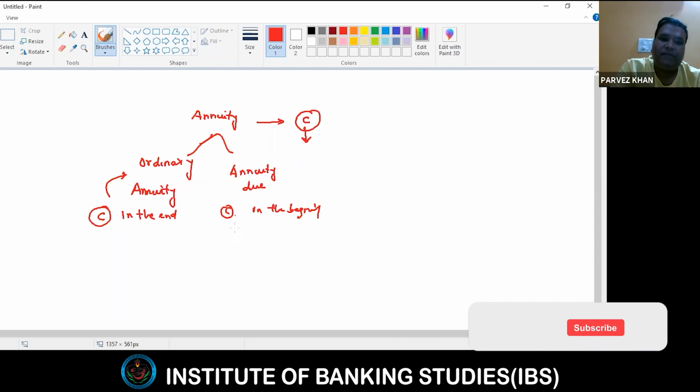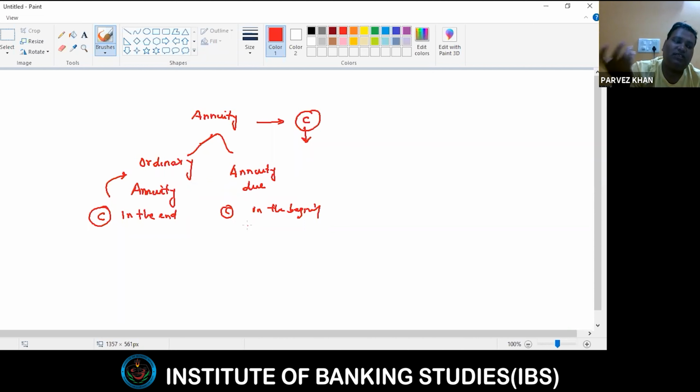Suppose your loan EMI is 5,000 rupees every month. Whether you are depositing or saving that 5,000 rupees every month or every year, you might pay at the beginning or at the end of the month or year. If you are paying at the end, we call it an ordinary annuity. If you are paying at the beginning, we call it an annuity due. Is it clear?